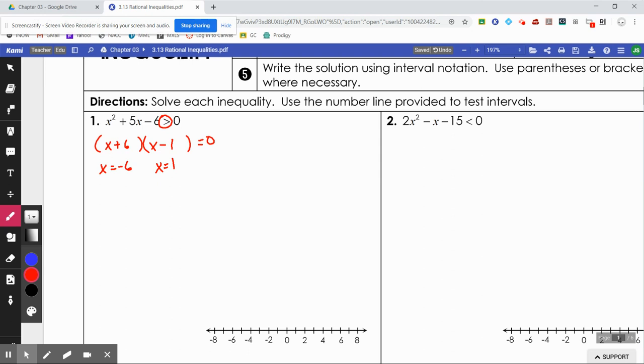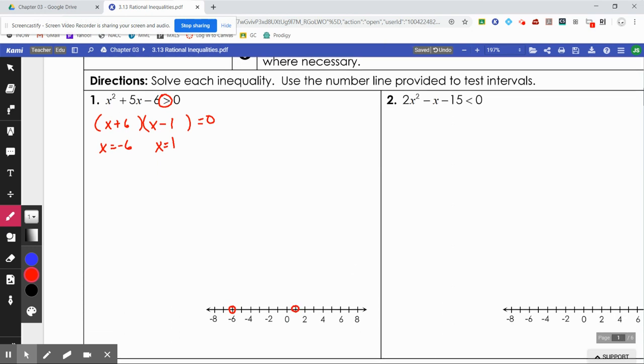If we're doing greater than or equal to or less than or equal to, go ahead and close your circle. So at -6 and at positive 1, this polynomial crosses the x-axis. So what we're going to do, that now divides my number line into intervals.